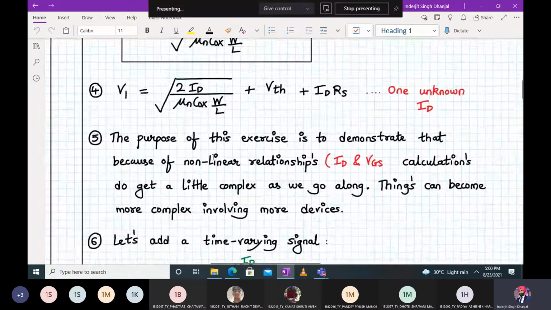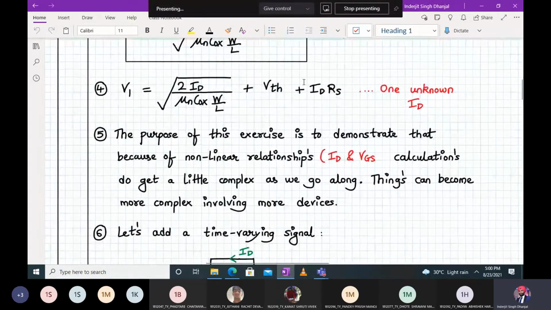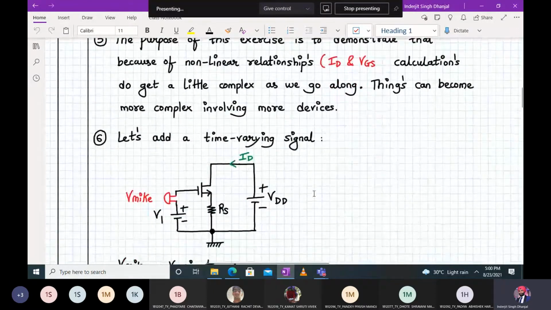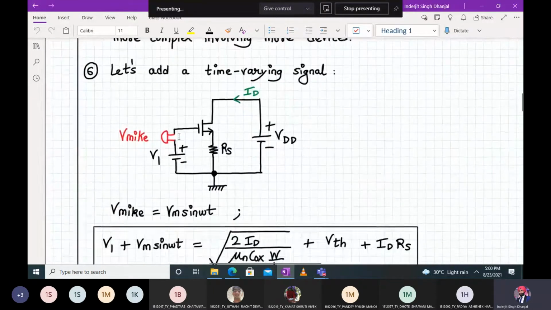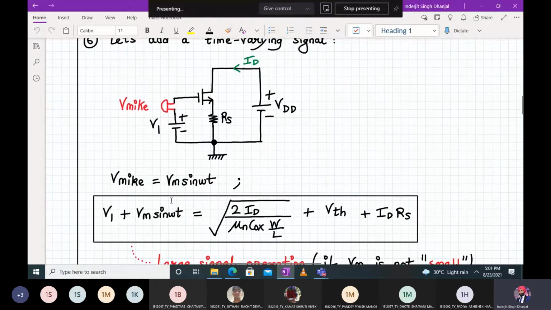And still you see such a big equation which we have to solve. So what we do is, we add a time varying signal to it. We add a time varying signal, which is the microphone signal. So what will be my V mic signal? It's Vm sin omega t, correct?